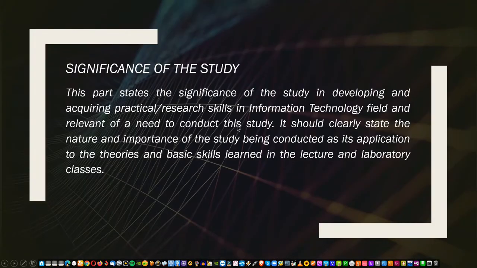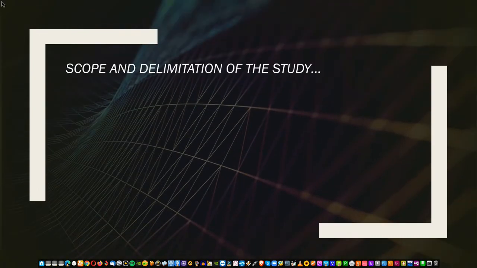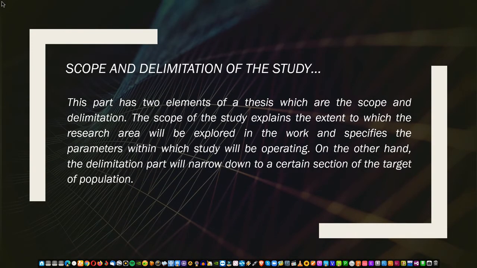Then, last but not the least, we have the scope and delimitation of the study. So this part has two elements of a thesis, which are the scope and delimitation. So the scope of the study explains the extent to which the research area will be explored in the work and specifies the parameters within the study will be operating. On the other hand, the delimitation part will narrow down to a certain section and target population. So this is a generic term for scope and limitation. Okay, I will discuss it later on in the IT application side na.